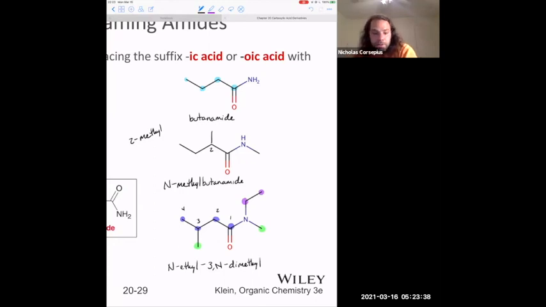Right, so just like if I had a methyl group there, it would be 2,3-dimethyl, we treat it the exact same. This is 3,N-dimethyl butanamide.